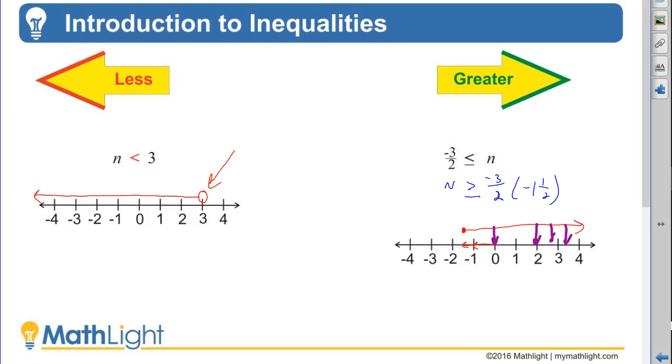So graphing. If it's less than or greater than, circle over the number. And then less than or equal to, greater than or equal to, dot over the number. And if you put the variable on the left, number on the right, then your arrow will always go in the same direction as the inequality symbol.